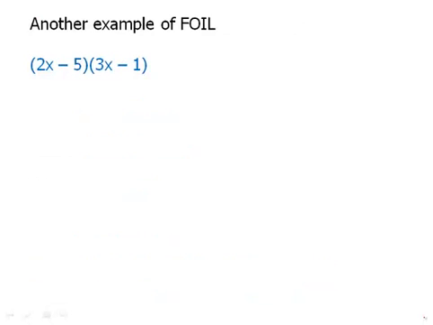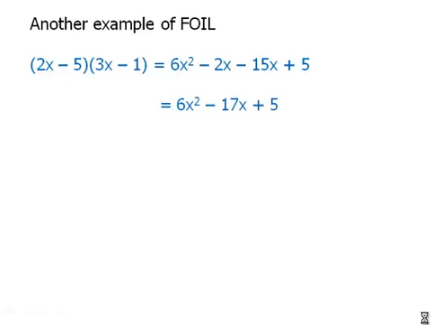Here's another example of foiling. So again, two binomials, this time involving subtraction. So the first would be 2x times 3x, so that would be 6x squared. The outer would be 2x times negative 1. We have to remember to include the negative, so that would be negative 2x. Then negative 5 times 3x, that would be the inner, that would give us negative 15x. And then the final term, negative 5 times negative 1, gives us positive 5. And again, combine the like terms.